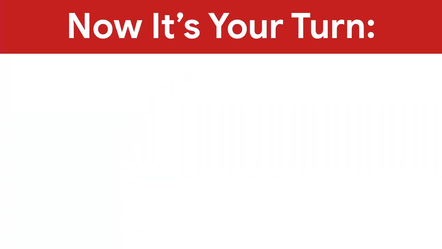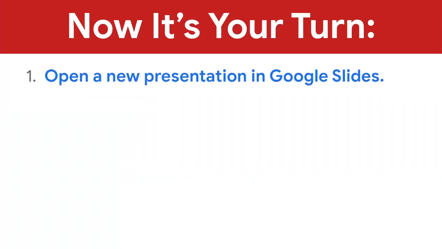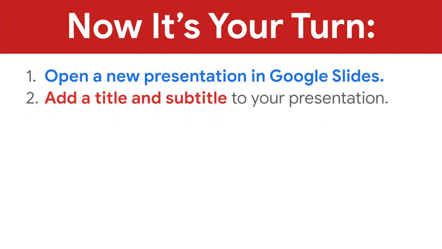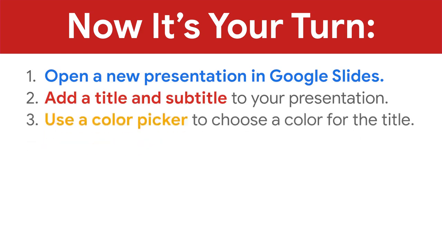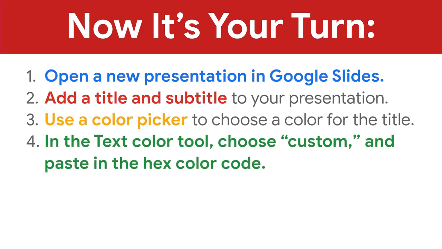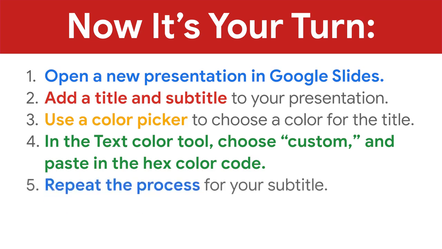Now it's your turn. Open a new presentation in Google Slides. Add a title and subtitle to your presentation. Use a color picker to choose a color for the title. In the text color tool, choose Custom and paste in the hex color code. And repeat the process for your subtitle.